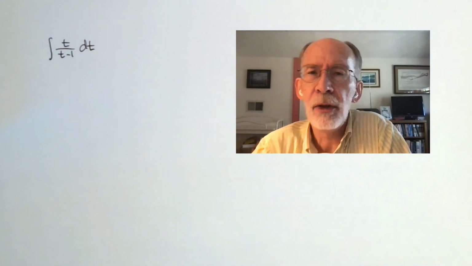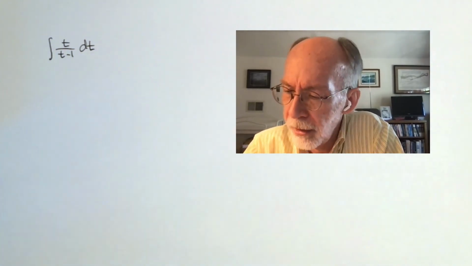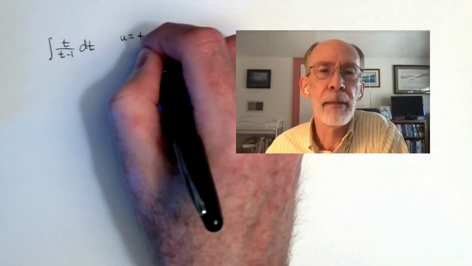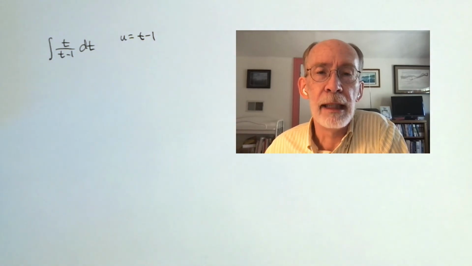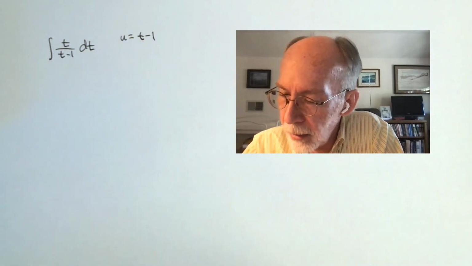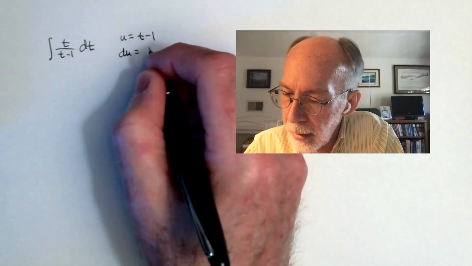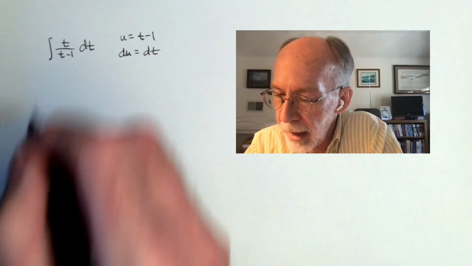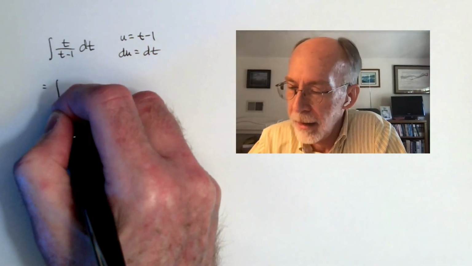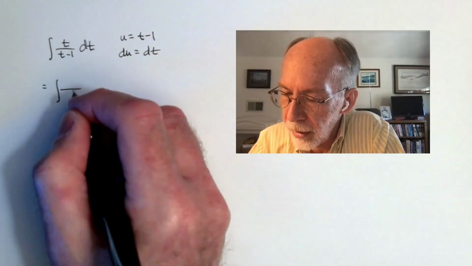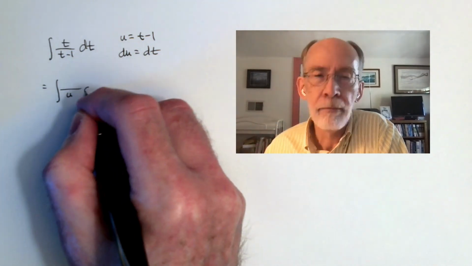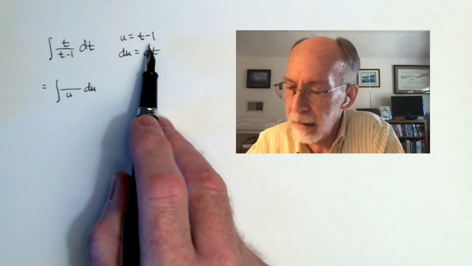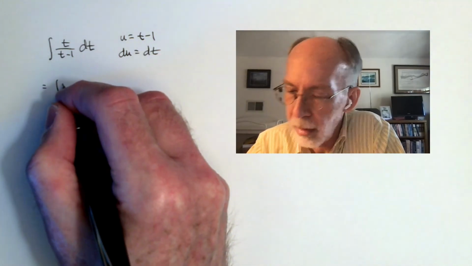And so what we're going to do is see what it gets us to let u be t minus 1. So du dt is going to be 1, so du is going to be equal to dt. If I then re-express this integral, the t minus 1 on the bottom is, of course, u. The dt is du. What about the top? Well, if u equals t minus 1, then t equals u plus 1.